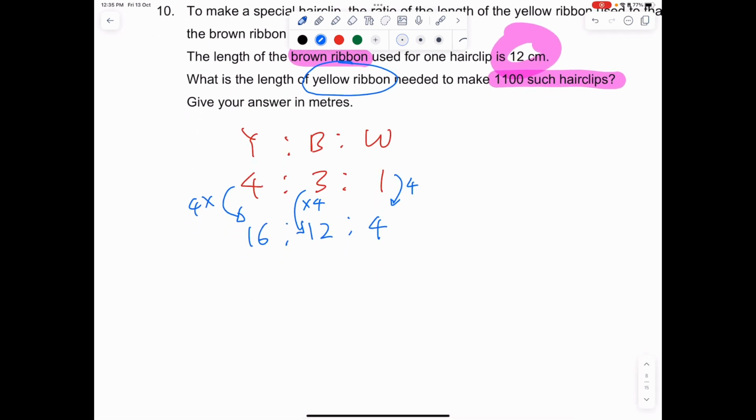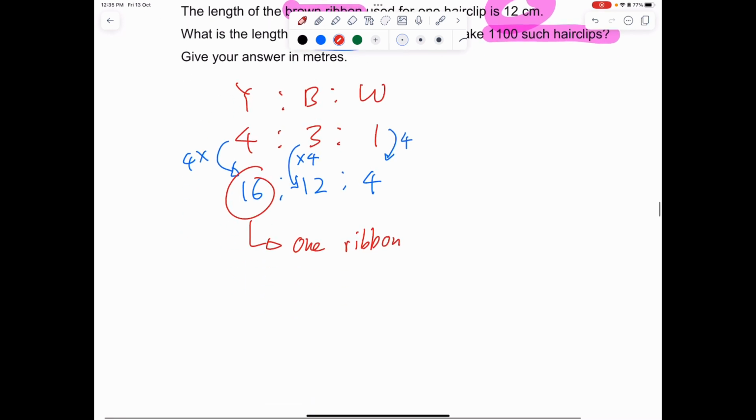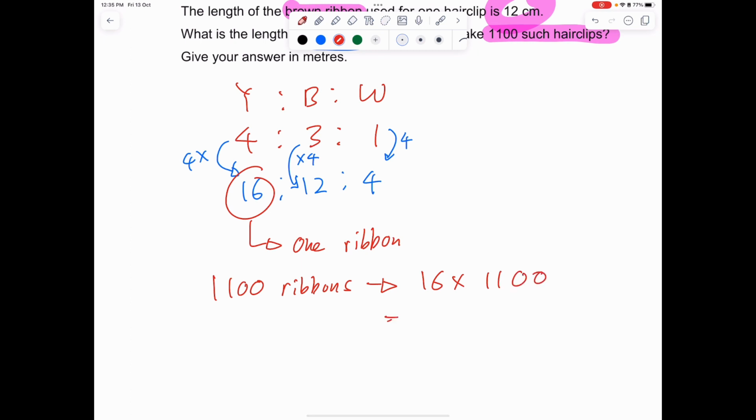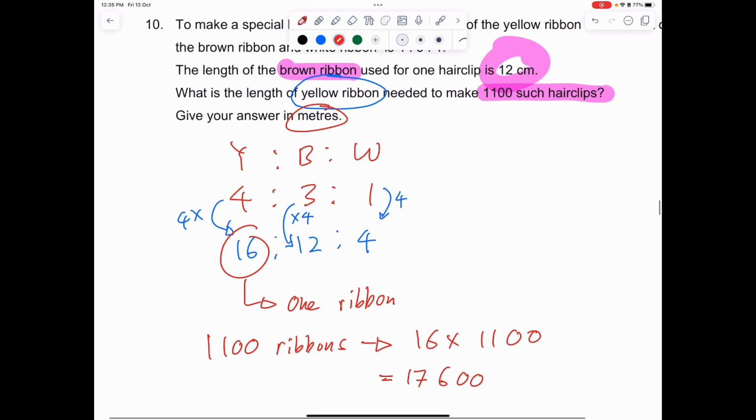Now what is the length of yellow ribbon needed to make 1100? So now I know to make one ribbon, for yellow I need to have 16. So this is for one ribbon. If one ribbon is 16, then 1100 ribbons would be 16 times 1100, okay? And your answer would be 17600. Now be careful, they want it in meters. This is actually in cm.